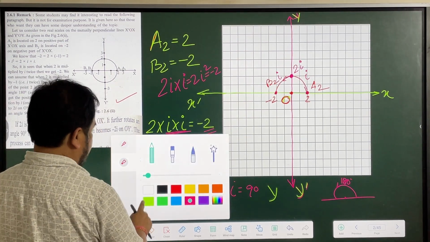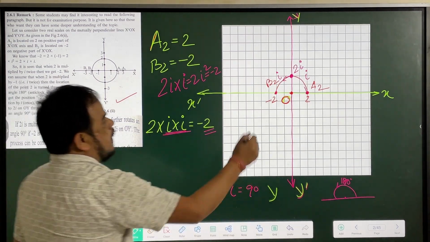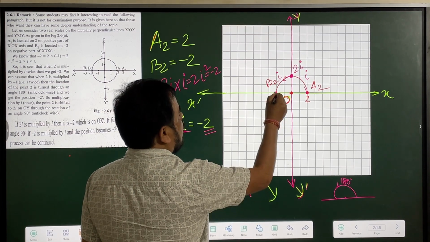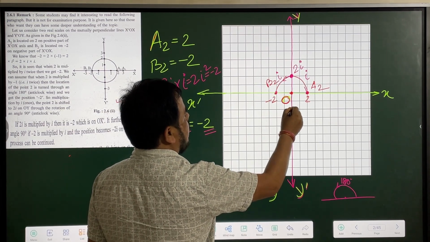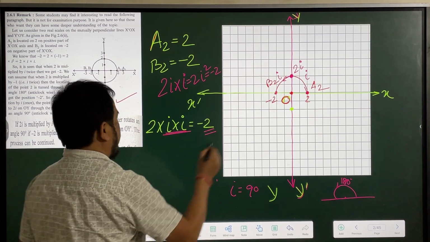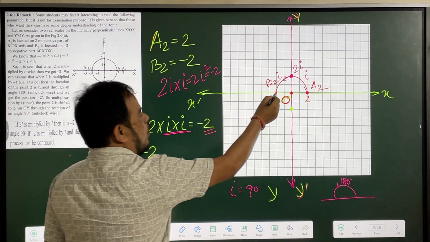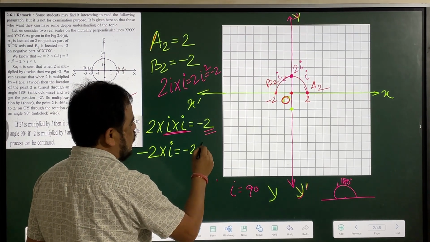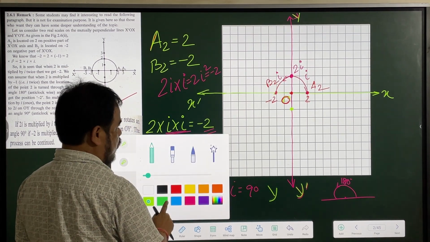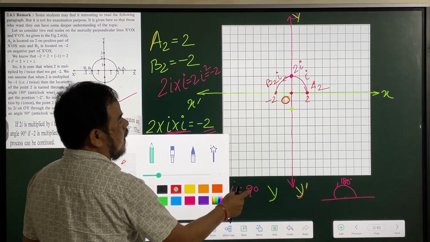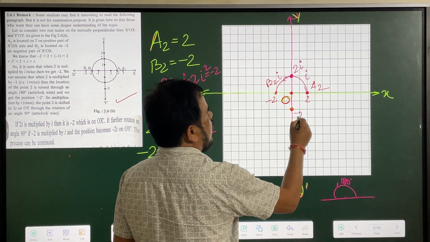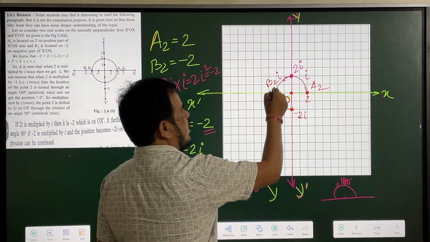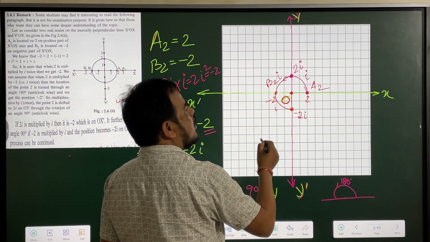Now look here. From this point to this point, if there is movement, this point is how much? -2. From here to here is 90 degrees, that means we will multiply by i. So this will become -2i. So here to here movement is done, because here to here i, here to here i, here to here i. So i movement is done.